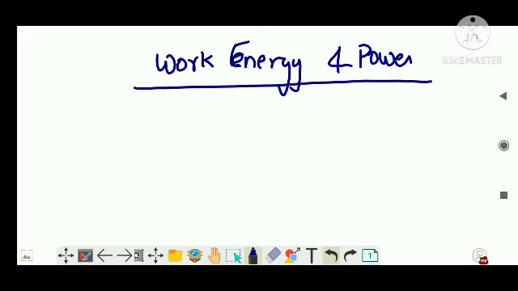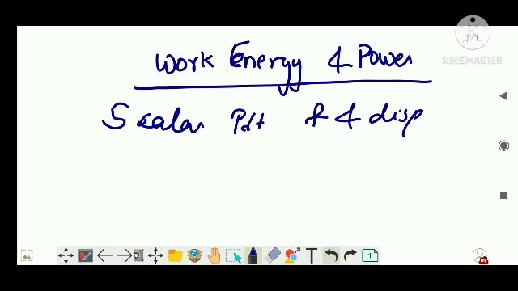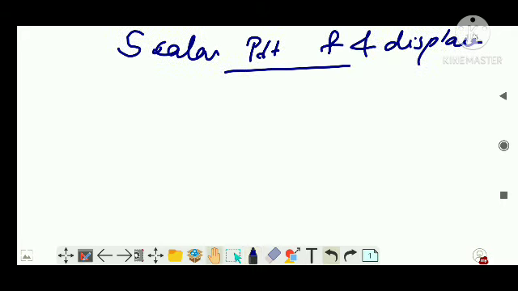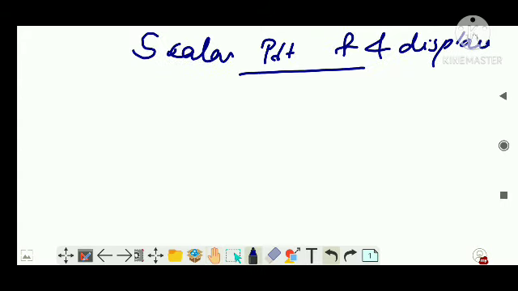What is the definition? He would say that work is the scalar product of force and displacement. As a person who has studied physics, at least in the 11th class, he would say that work is the scalar product of force and displacement. Clear? Work is a scalar product of force and displacement vector.